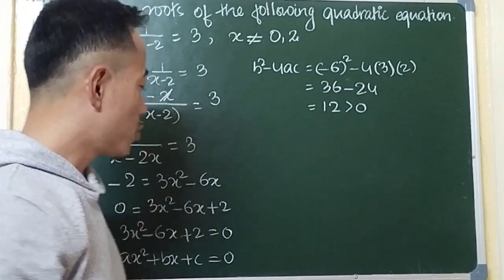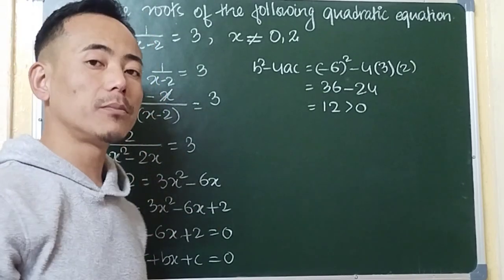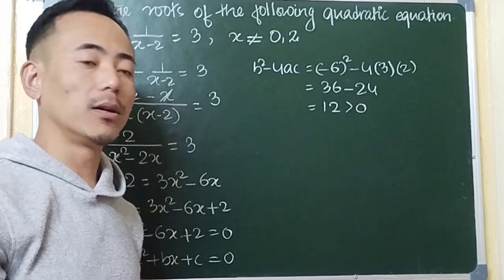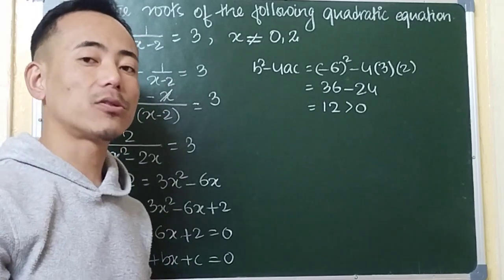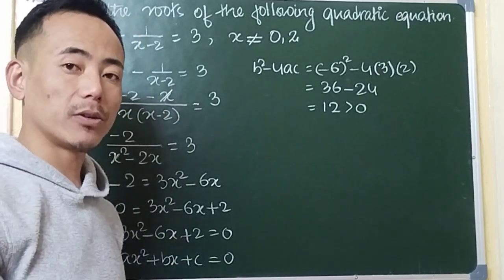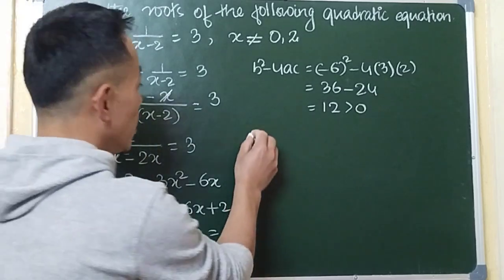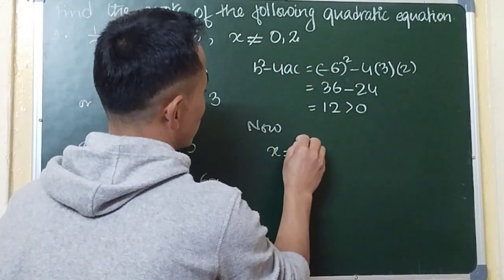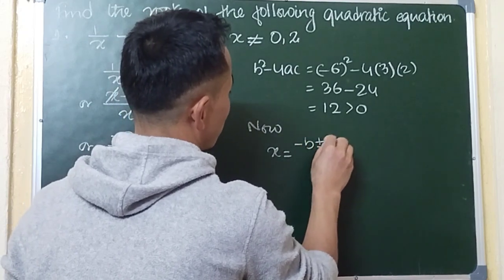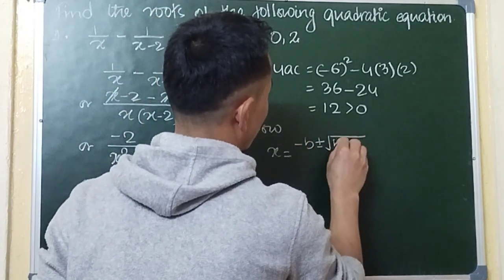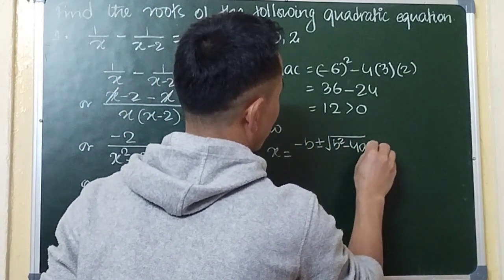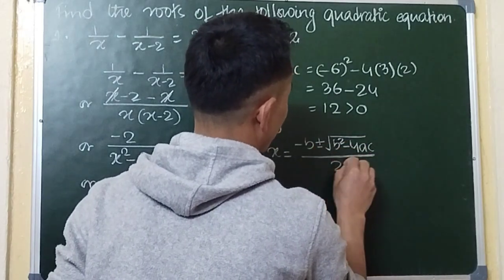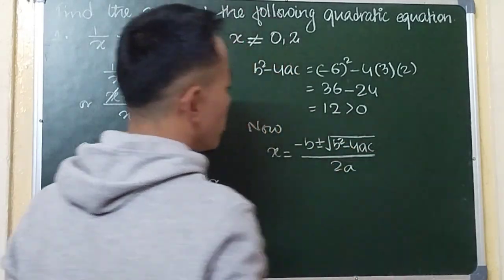For that you can choose any method, either middle term breaking or using the formula. Here we will use the formula and solve this equation and find the roots. So now we know that the formula is x equals minus b plus minus under root of b square minus 4ac divided by 2a. You have to remember this formula.